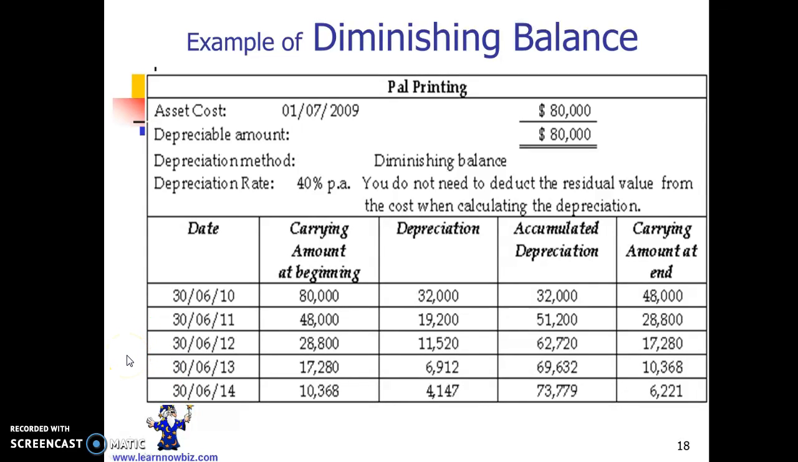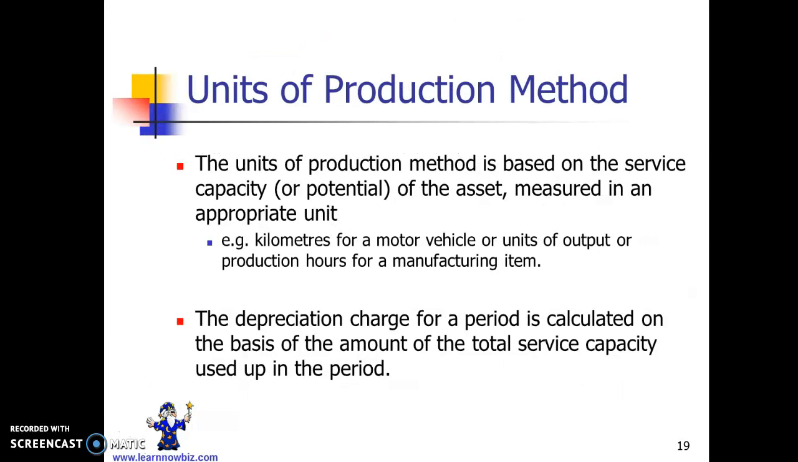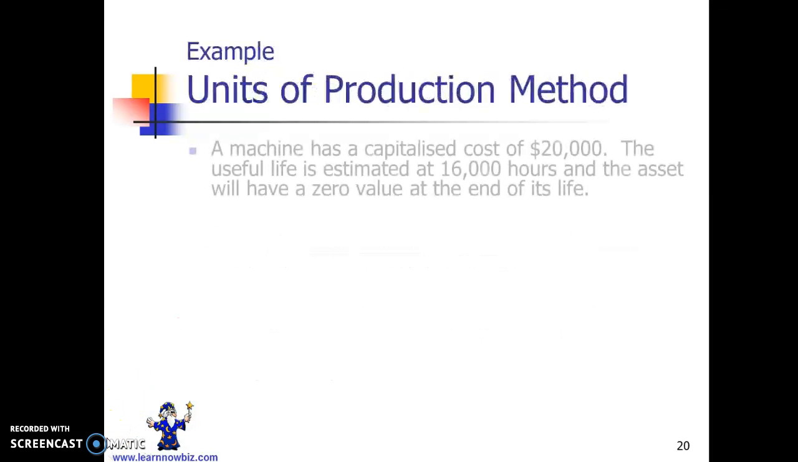I'd like you to have a look at the rest of the example and make sure that you understand how the carrying amount is worked out and also how the depreciation is worked out per year. At this stage you should stop the video and complete the self-test exercise. In the next 2 slides you will see a description of the unit of production method plus an example. Now in this course we're not going to spend too much time on this because it's not allowed by the taxation department.